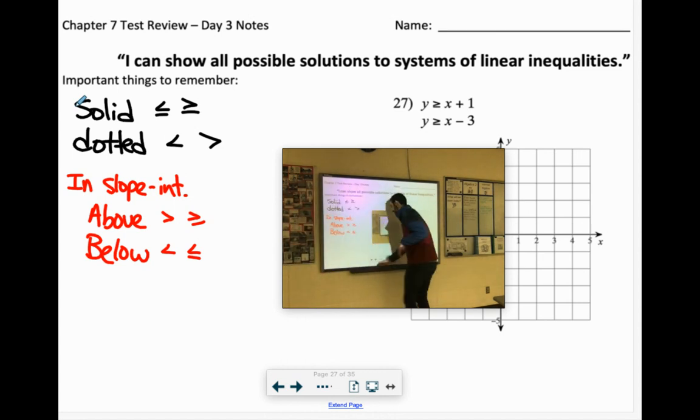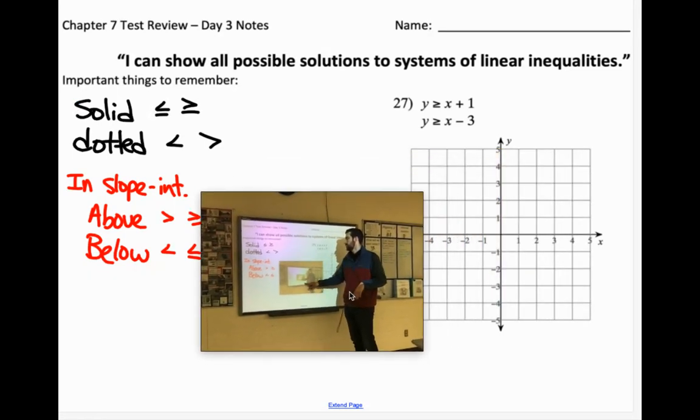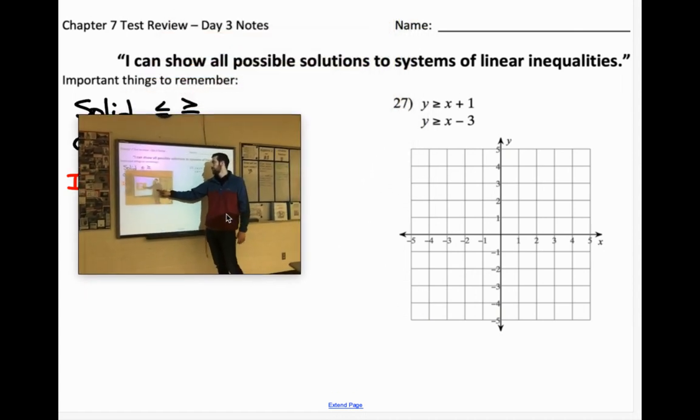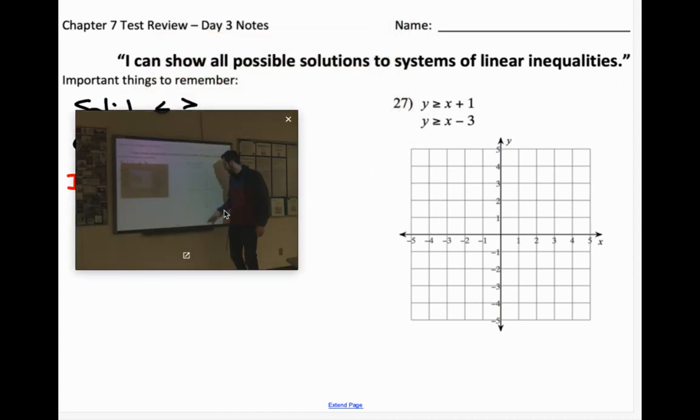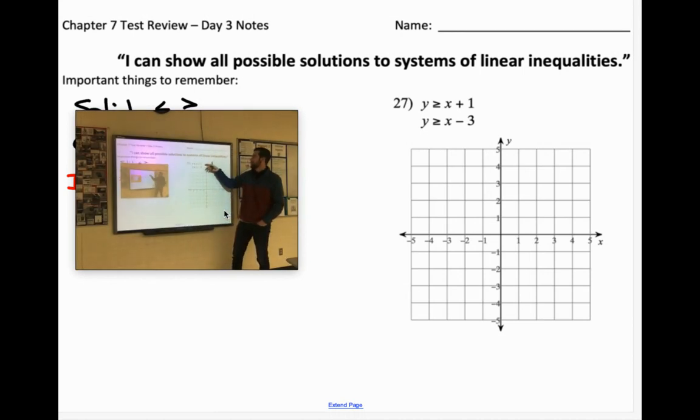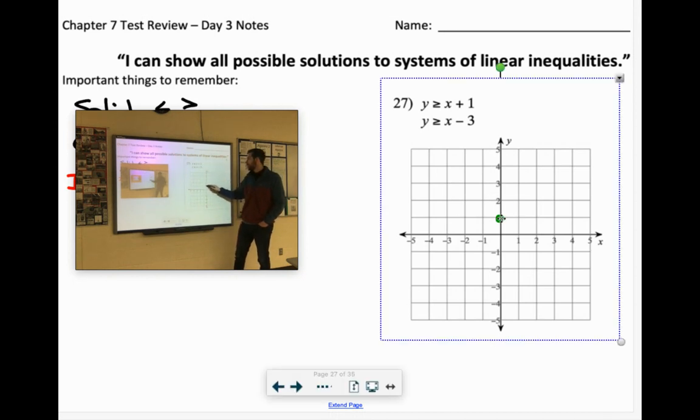Great, so let's get at it. You can pause those if you don't have those. So the first equation I will do in green, or the first inequality. Y is greater than or equal to x plus 1. We start at 1, and our slope is 1 over 1. So we can go up 1 over 1, up 1 over 1, up 1 over 1.